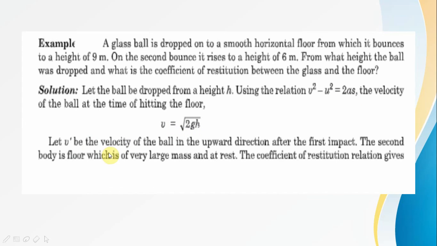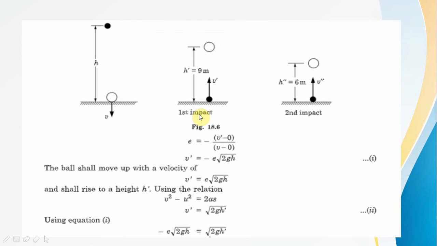Now let v dash be the velocity of the ball in the upward direction after the first impact, right? And as it is given that the second body, that is the floor, has a very large mass and is at rest, we get the coefficient of restitution for the first impact equal to minus v dash minus 0 upon v minus 0, where v dash is the velocity of the ball after impact, right?